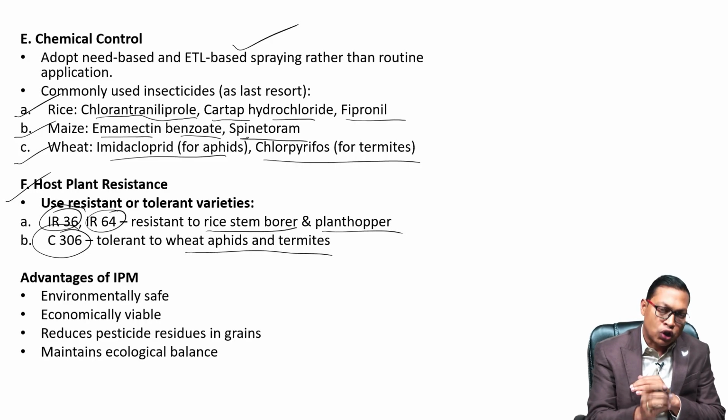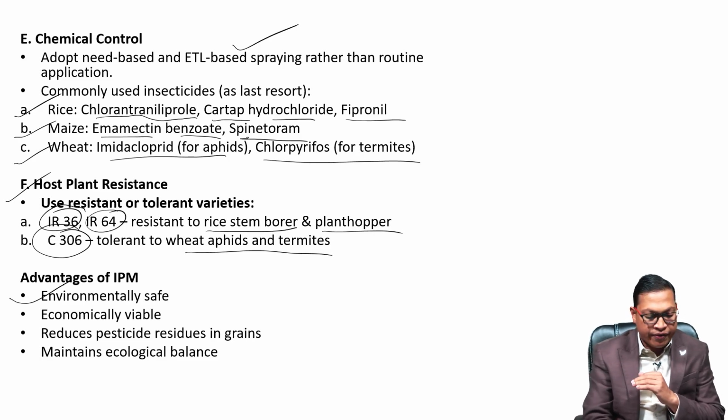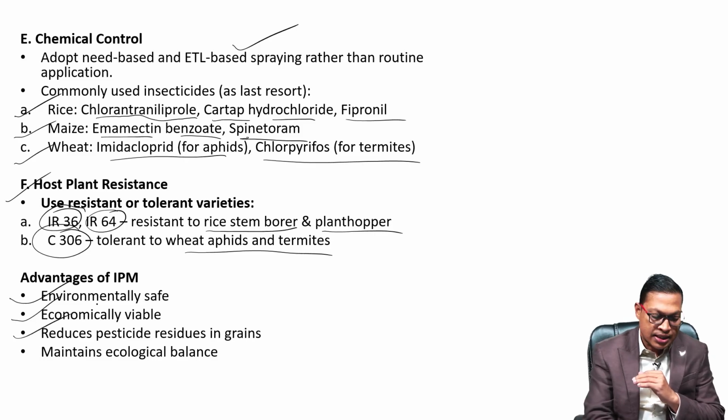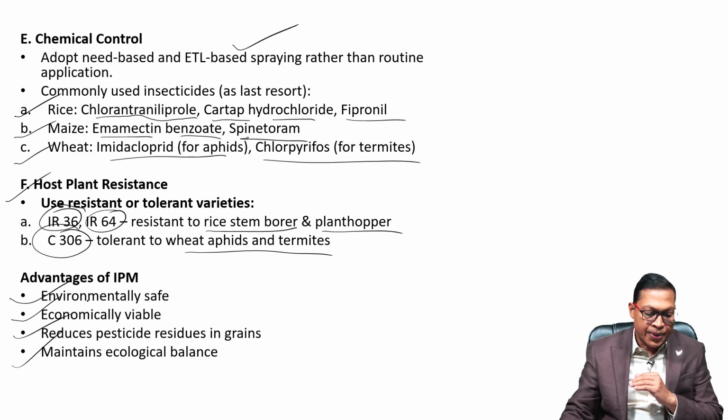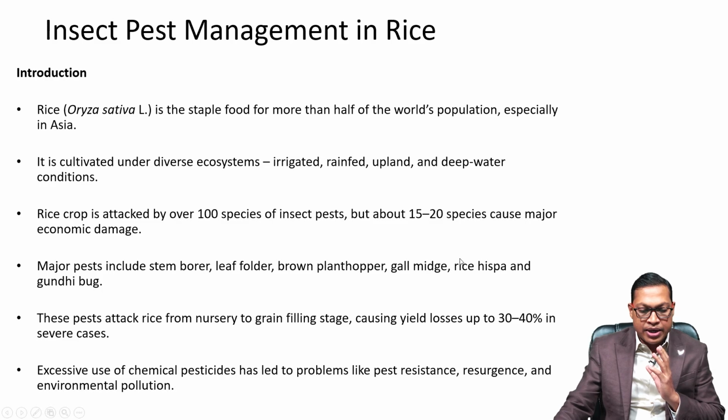So, here we will prefer those types of varieties of crops. Like in IPM, integrated pest management, we can keep the environment safe, we can enhance an economically viable system, then we can reduce the pesticide residues in the grains, and we will maintain our ecological balance. So, these are different types of management.